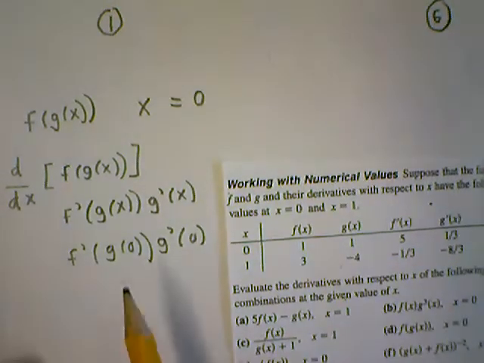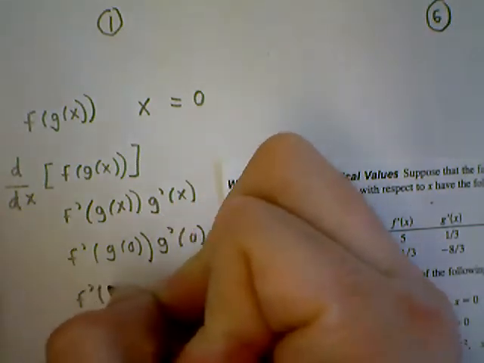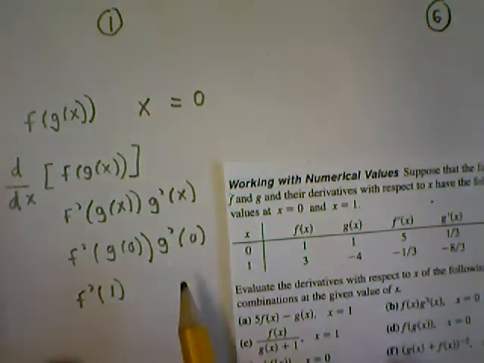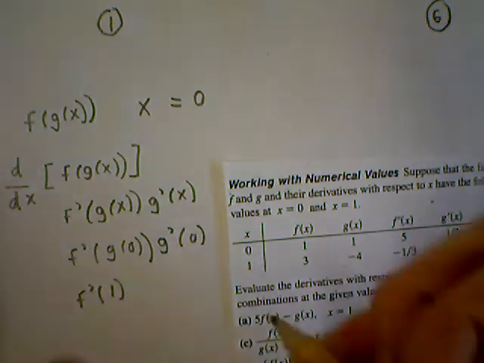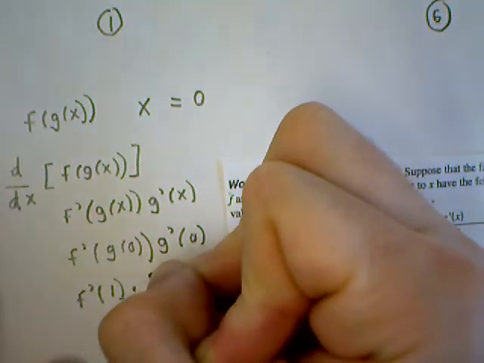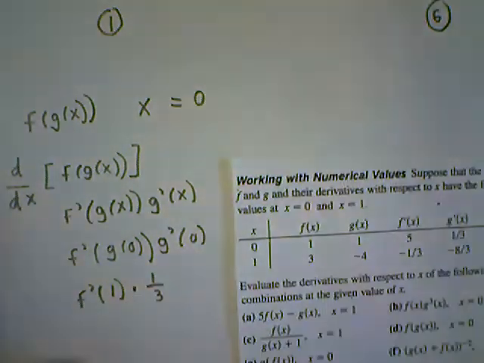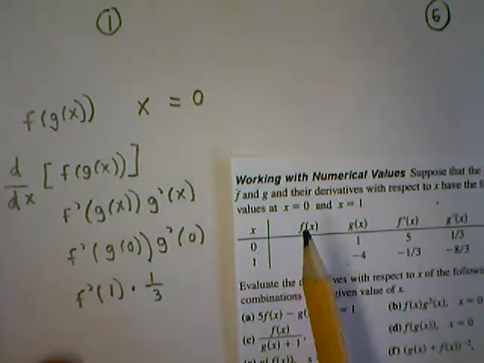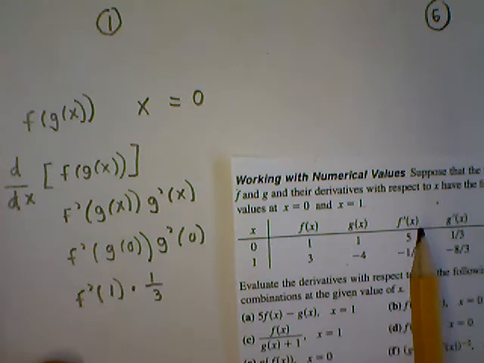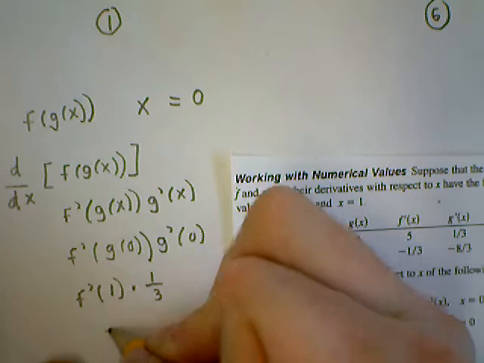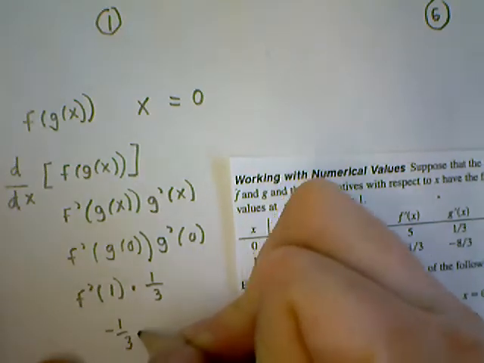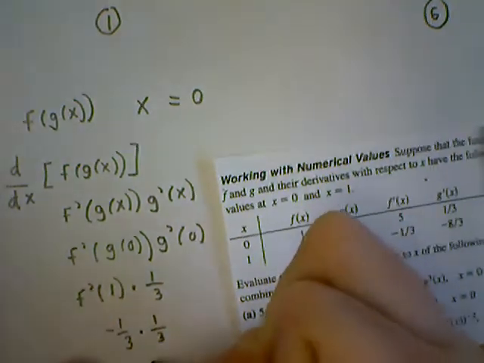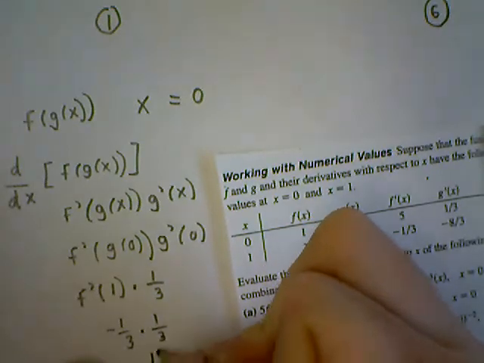So now it says that g of 0 is 1. So this becomes f prime of 1. G prime of 0 is 1/3. Now f prime of 1 is negative 1/3. So it becomes negative 1/3 times positive 1/3, which is negative 1/9.